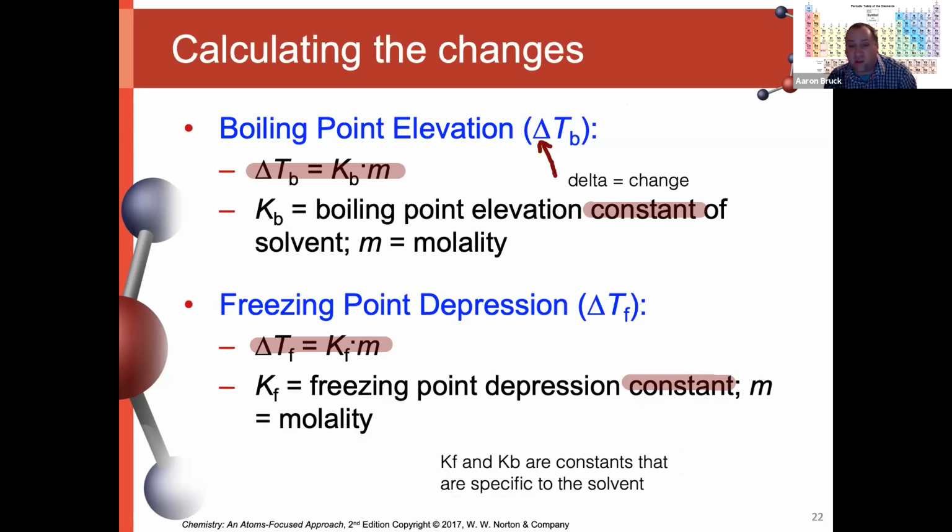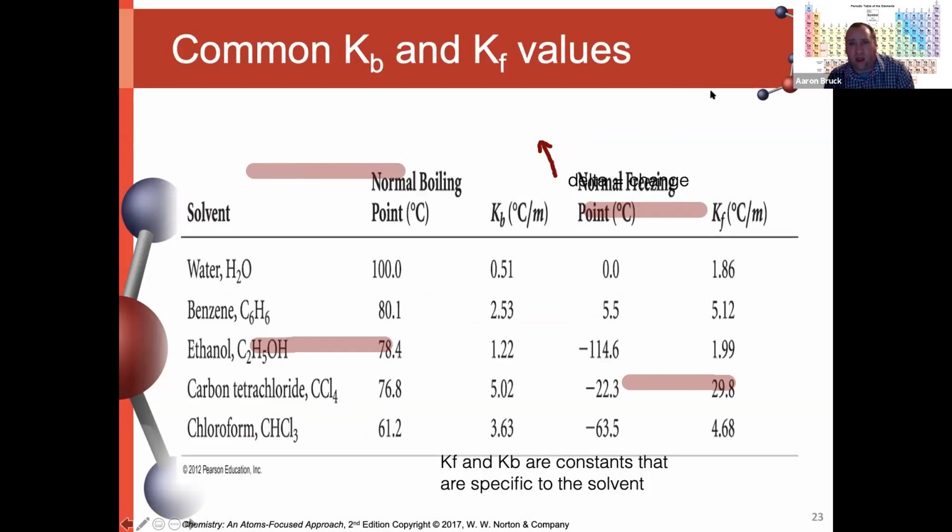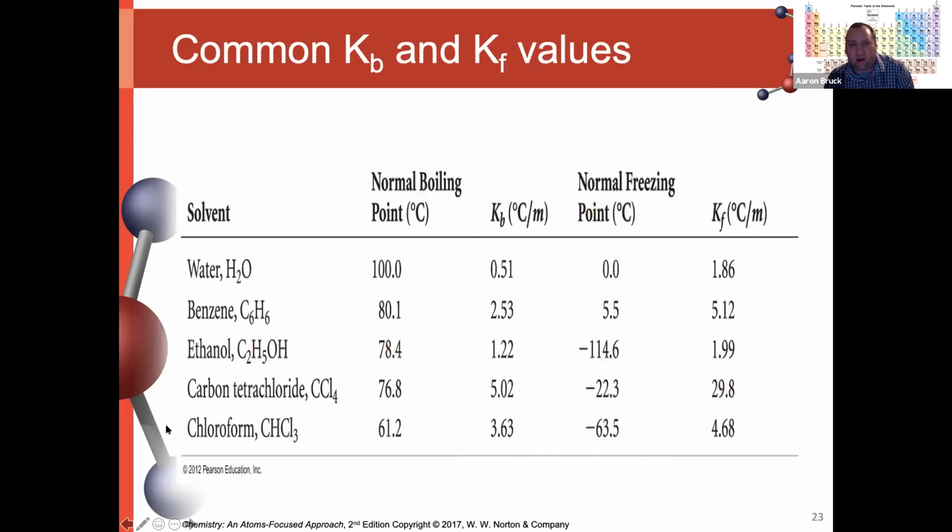These are values that you can actually look up, and they're pretty easy to find. So Kb, Kf, these are both constant values that we can find. They are specific to the solvent itself. So water has its own Kb and Kf. Toluene has its own specific Kb and Kf. Benzene has its own Kb and Kf. Ammonia has its own Kb and Kf. They all have their own values, and you can find those values on a table like this.